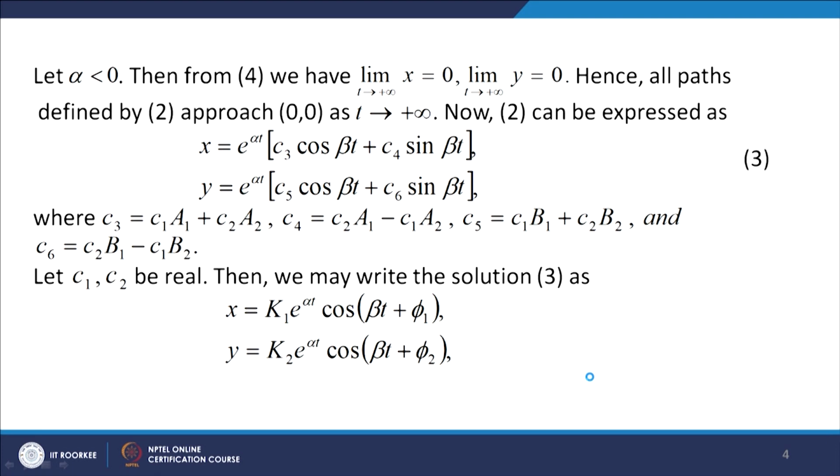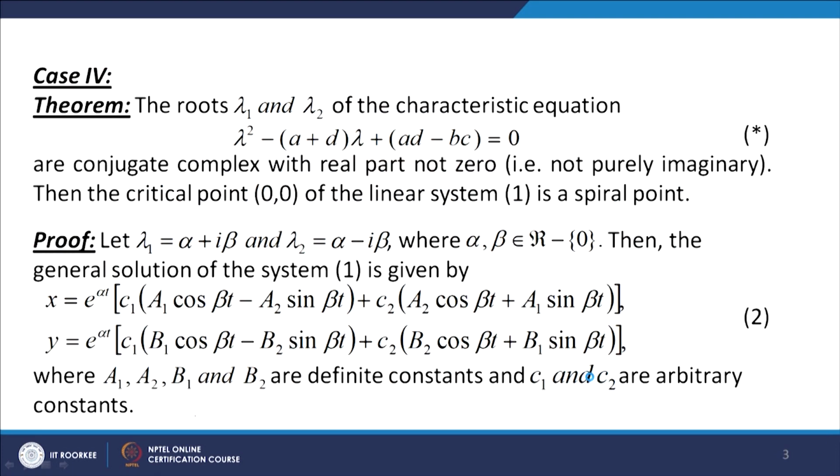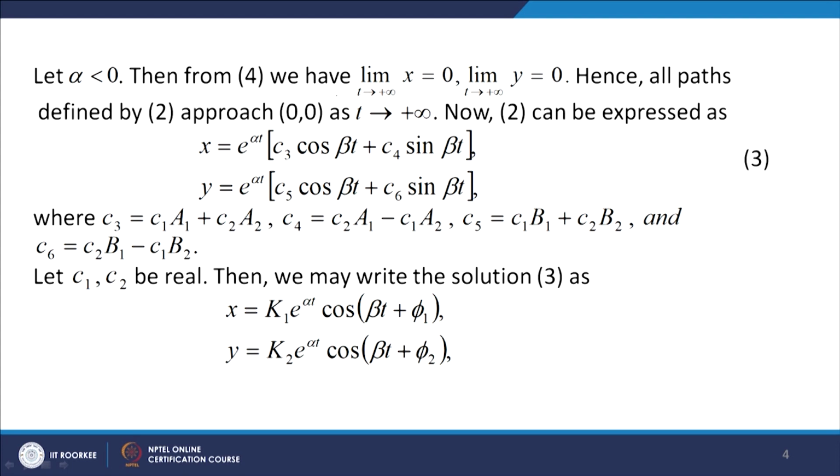First we consider the case when the real part alpha of the roots lambda 1 and lambda 2 is negative. Then we see from here that when alpha is negative, x and y both go to 0 as t goes to plus infinity. So from 2 we see that limit of x as t goes to plus infinity is 0 and limit of y as t goes to plus infinity is 0, and therefore all paths defined by 2 approach 0 0 as t goes to plus infinity.